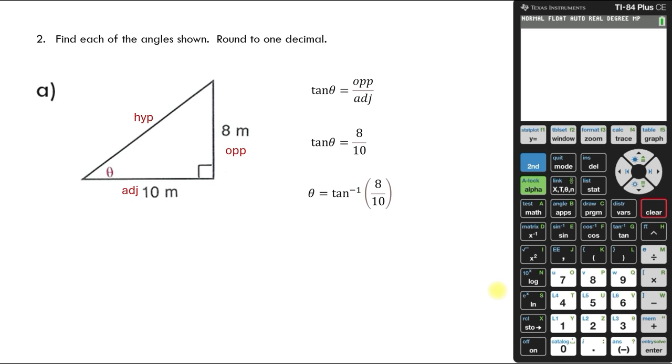So what we'll do on our calculator is we'll come to the second function, choose tan, which will come up as inverse tan because we press the second function, and then enter 8 divided by 10, close bracket, click equals or enter for an answer of 38.65, which will round to 38.7.